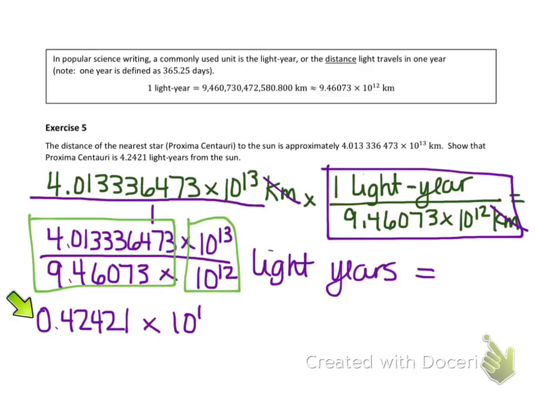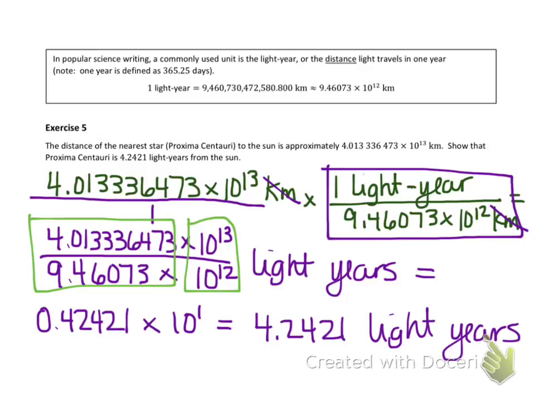This number comes out to about a half, right? I could have kind of estimated that there. But I don't want to leave it like that because it's very simple to put it in decimal notation and it's easily recognizable. So I've got 4.2421 light years. That's how far away our nearest star is. So light would take four and about a fourth years to get to Proxima Centauri.